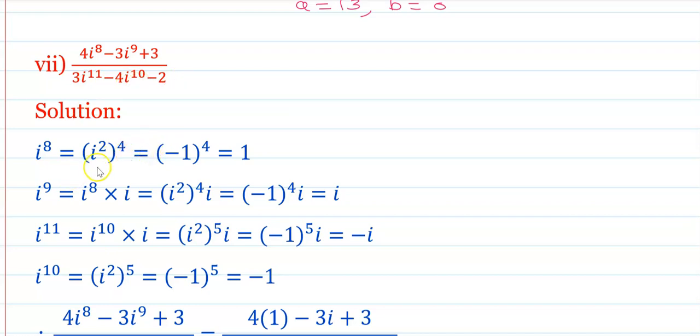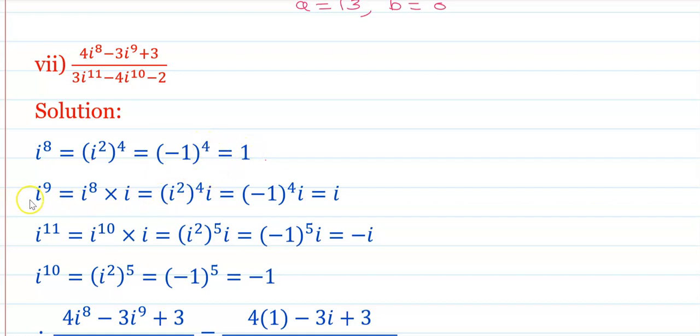So each complex number we can write directly like this, or in the power of i raised to 4. I raised to 8 can be written as i square bracket raised to 4. But what about i square? It is minus 1. Minus 1 raised to 4 means plus 1. Any negative number raised to an even power gives the plus sign, and a negative number, that is minus 1 raised to an odd power, gives minus 1.